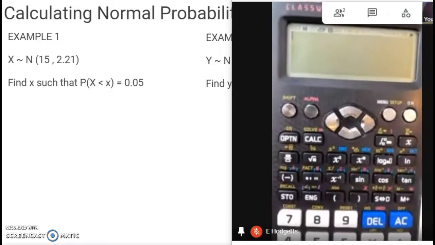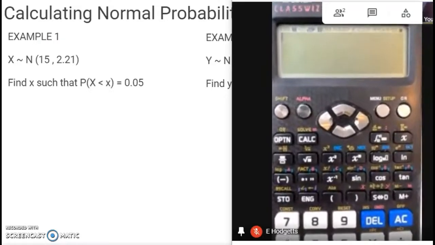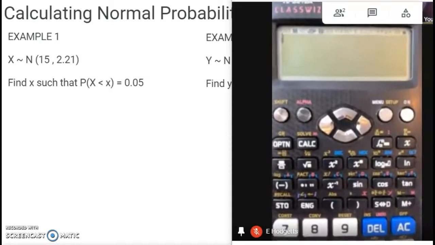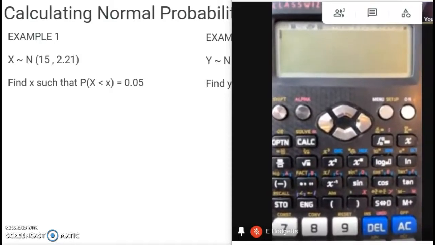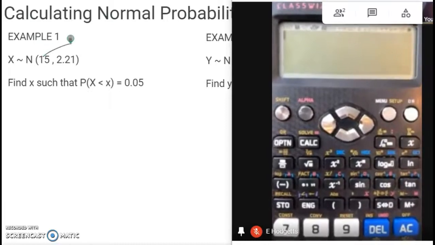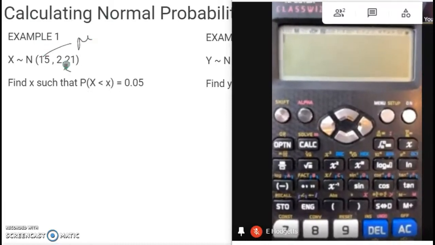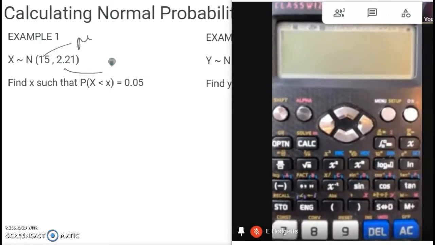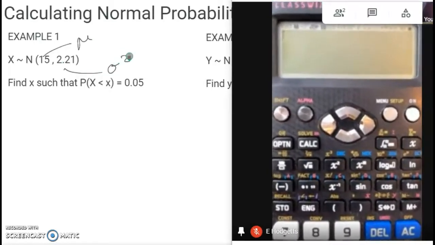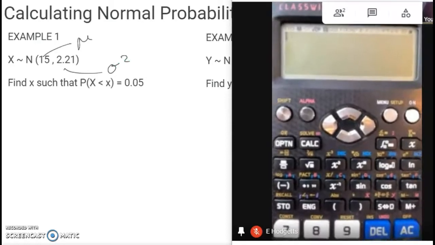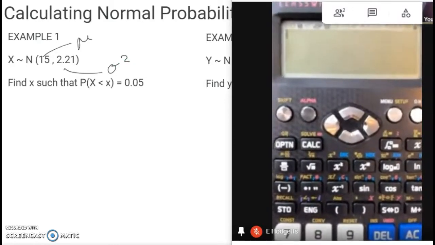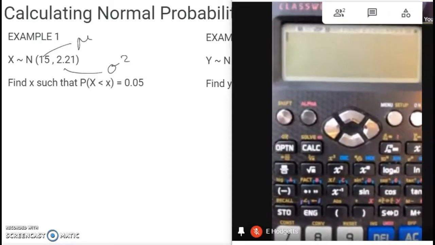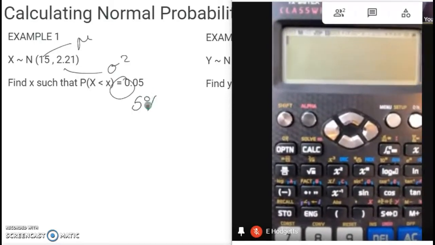So if we have a look at example number 1 on the screen, you should be able to see that it says x is a normally distributed variable with 15 as my mean and 2.21, what is that? That is my variance, that is my sigma squared. So it's really important that we know those two things. And it says find x such that the probability x is less than that value is 0.05. So this is 5%.